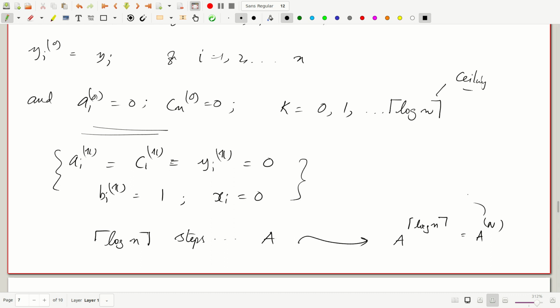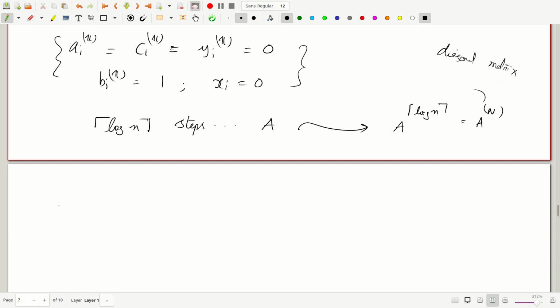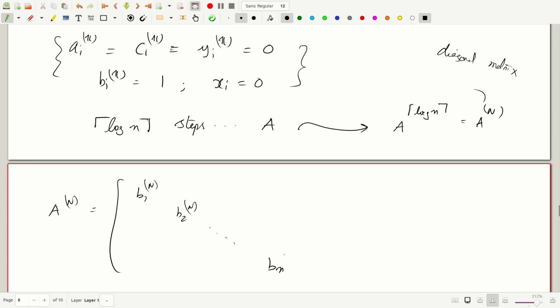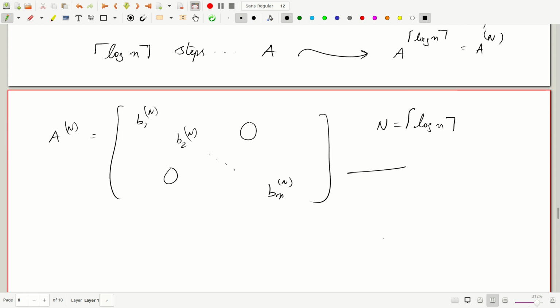Which is basically now just a diagonal matrix, right? That means your A^n will look like A after log n iterations, will look like b1^n, b2^n, all the way to bn^n, and everything else is 0. This small n is little n that we have, and capital N is equal to the ceiling value of log n, after so many steps. All right, that's not too many.